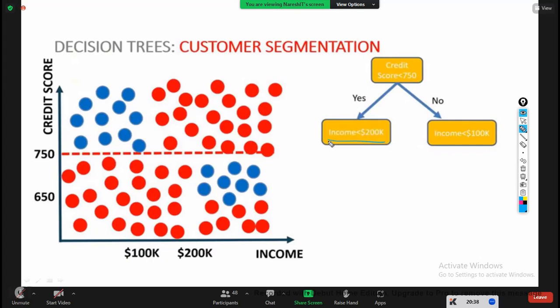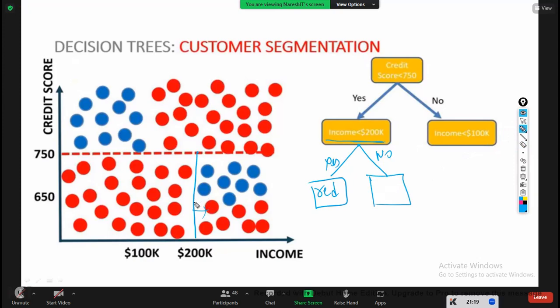Now here I'm taking one more condition, that is income less than 200K. Where is income less than 200K? This is it, so it is going to draw a line like this. Now within this, the answer is true, less than 200K. What is the output? It is a red category. For no, means income greater than 200K, on this side, what is the output? You are having both red and blue. So whenever you are having both red and blue as the output, again you have to write one more condition. If two classes are there in the output variable, then you have to write one more condition.